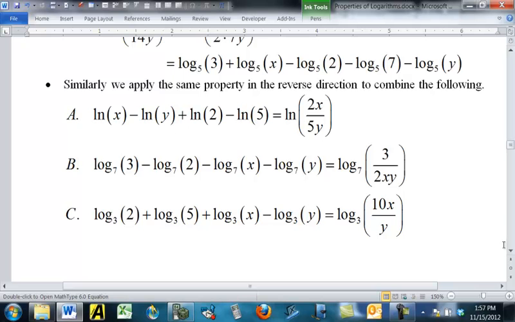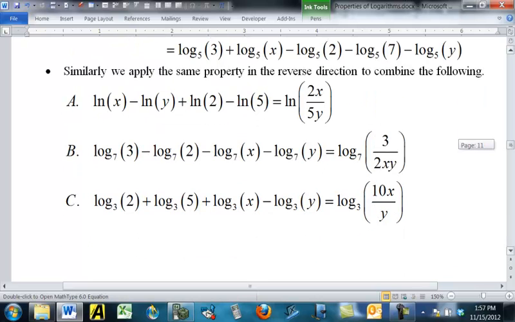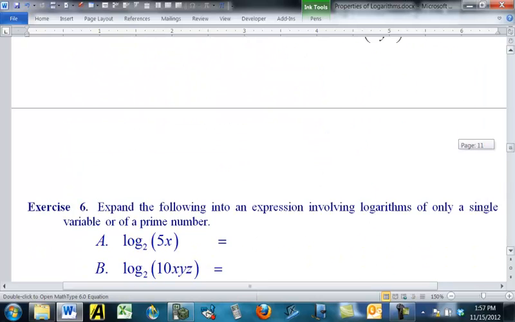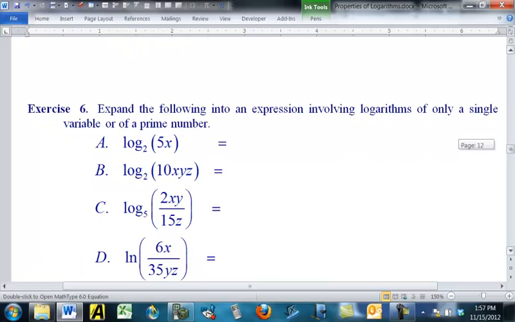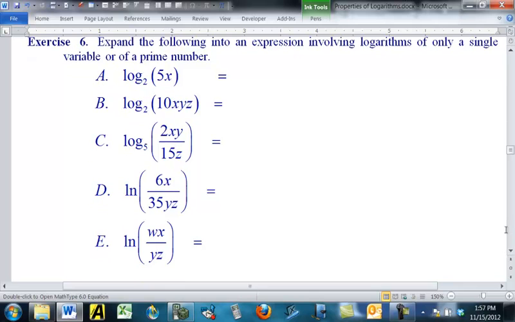Alright, now it's time for you to try some. Okay? Try this one here. So the idea is to expand them all the way out. So when we're done, we should get only logarithm of a single variable or a prime number. Expand that out as far as possible. When you get all these done, come back. Press pause now.